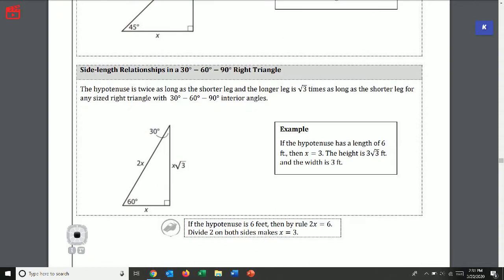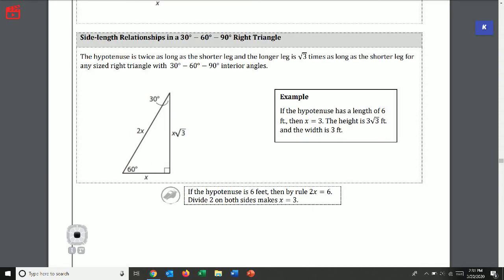The second theorem we're going to be talking about is the 30, 60, 90 right triangle. With the 30, 60, 90, the side that is opposite the 30-degree angle is the shortest side. The side that's opposite the 60-degree angle is the medium side. And then this is the hypotenuse. So the short side, or the short leg, is x. The long leg is x square root 3. And then the hypotenuse is 2x.